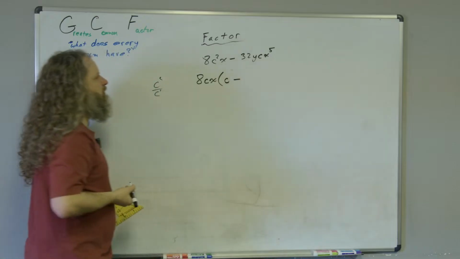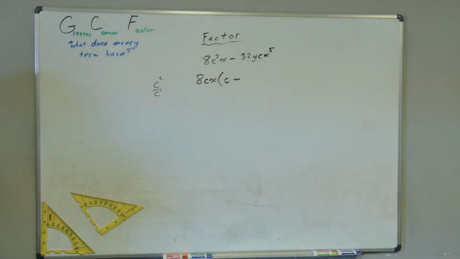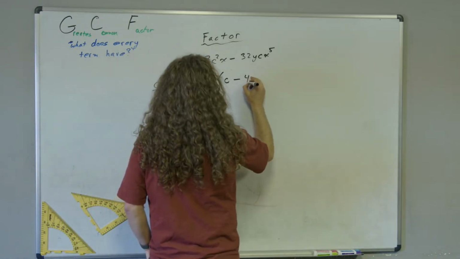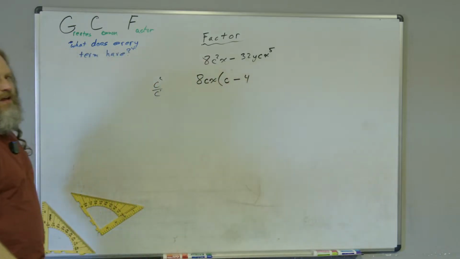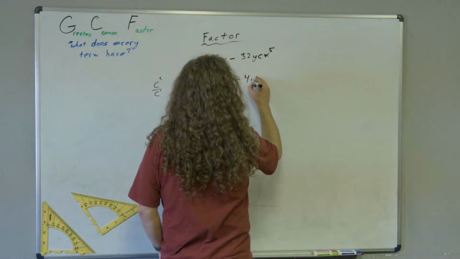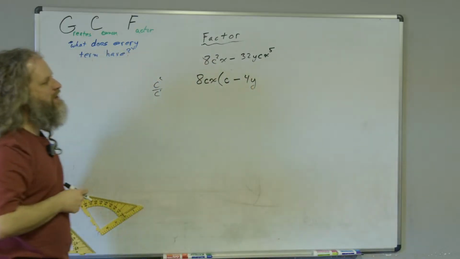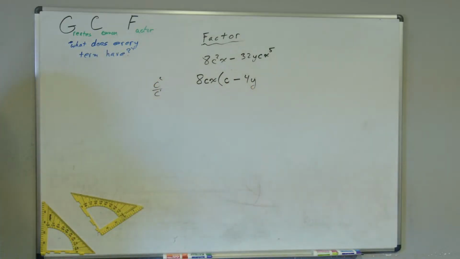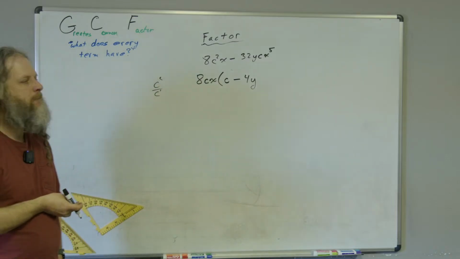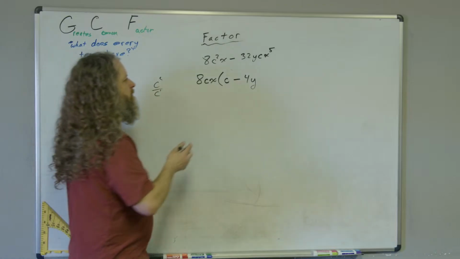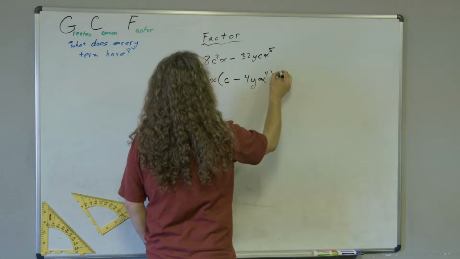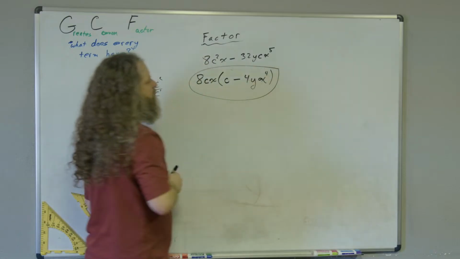Minus, what is 32 divided by 8? 4. What is y divided by nothing? Y. What's c divided by c? What's x to the fifth divided by x? X to the fourth. Congratulations, you've just done your first factoring.